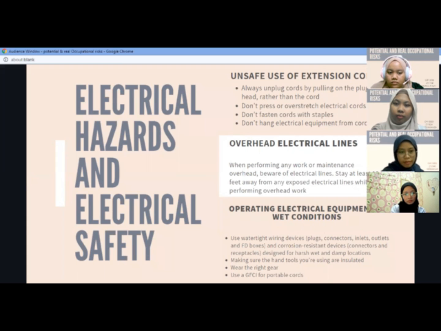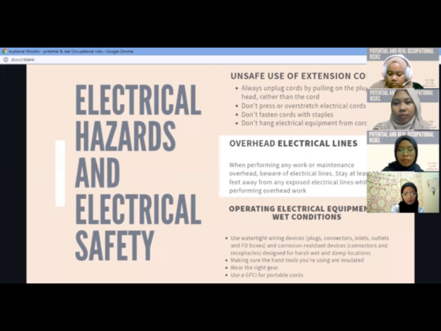So, there are electrical safety hazards. The first one is unsafe use of extension cords. We need to always unplug cords by pulling on the plug head rather than the cord. Don't pinch or overstretch electrical cords. Don't fasten cords with staples. Don't hang electrical equipment from cords.